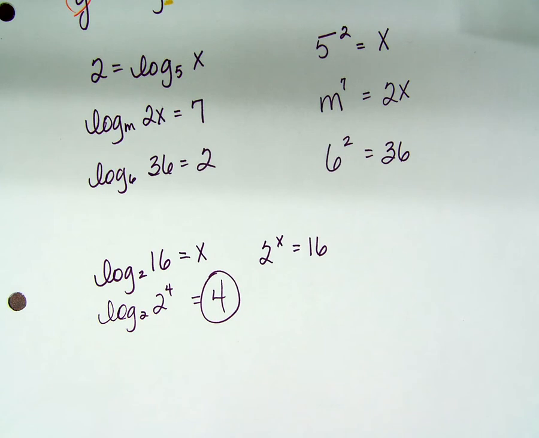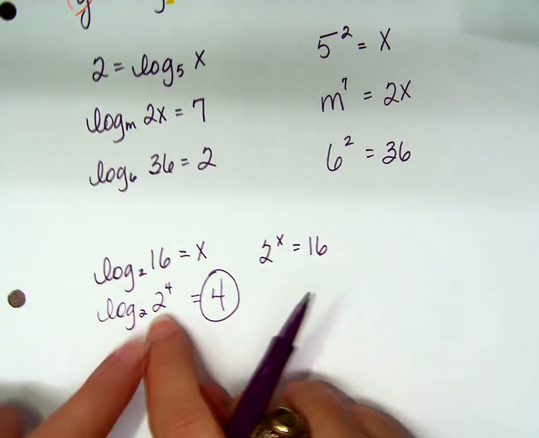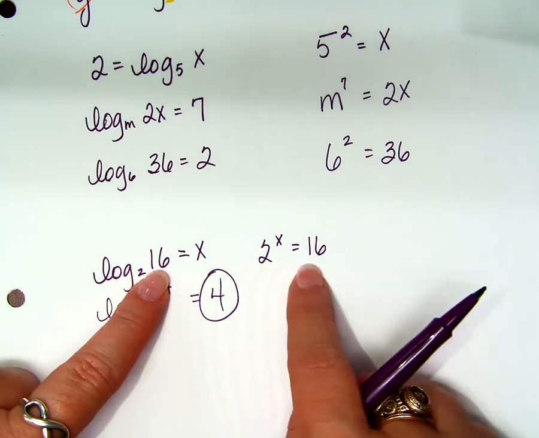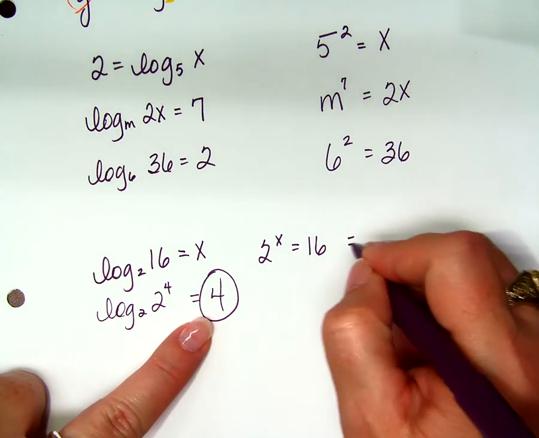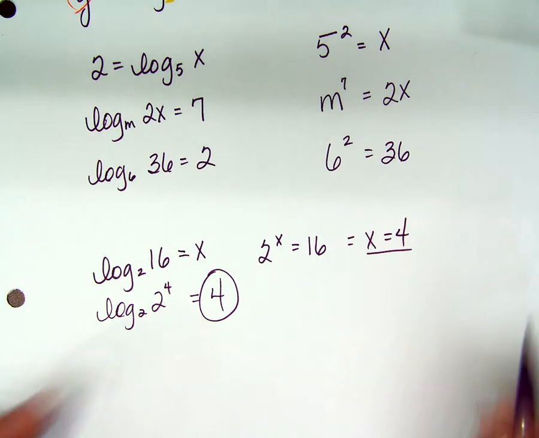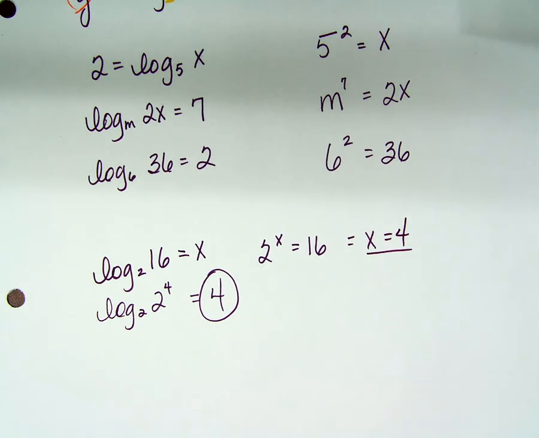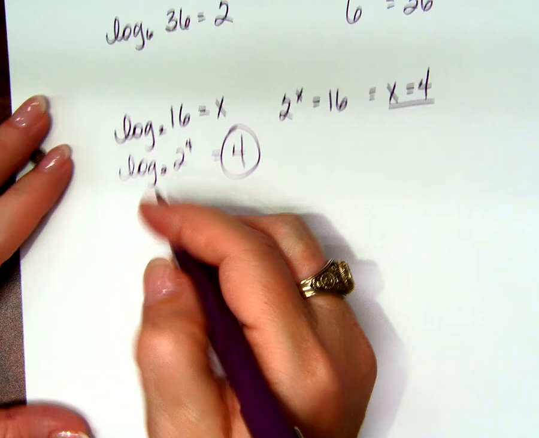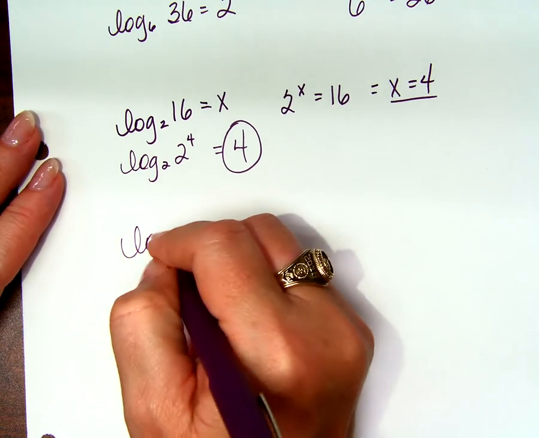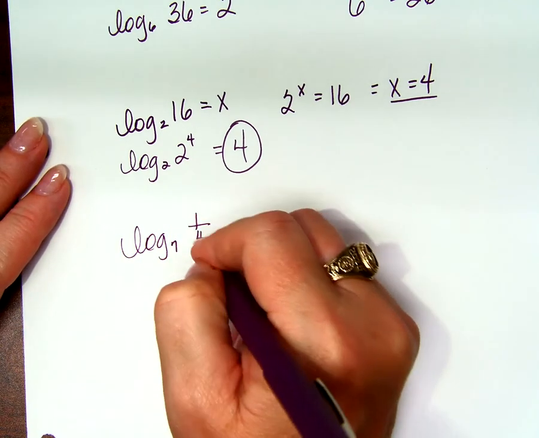So what I'm trying to show you here is that there's multiple ways to do this. Okay? You can rewrite it this way. You can rewrite it this way. Either way we do it, we're going to get an answer of x equals 4, if we do it correctly. Okay? So what about log base 7 of 1/49?